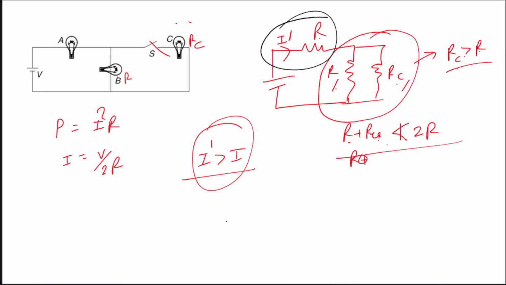Okay. So I hope you have understood this question, and I hope you got the idea of how to deal with the power rating of the bulb and voltage rating of the bulb given in the circuit, and what determines its brightness.